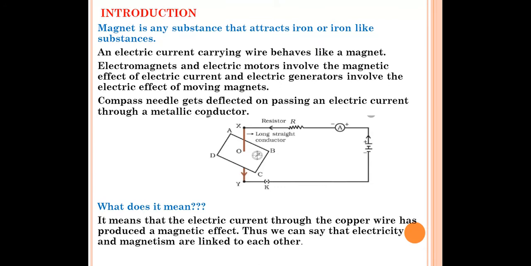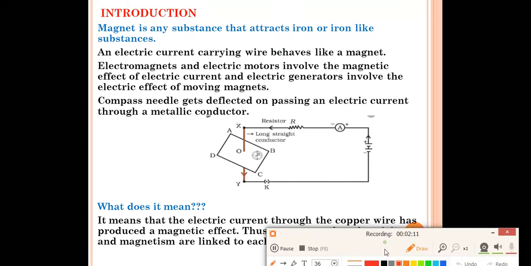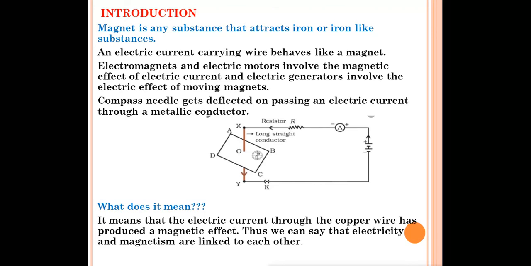First of all, as the name of the chapter is magnetic effect of electric current, whenever there will be any electric current, some magnetic effect will be produced over there. You should remember that. So first of all, you should know what is a magnet. In your junior classes also you have read about magnets, right? A magnet is any substance that attracts iron or iron like substances. Iron is a metal, and it can also attract nickel and cobalt.